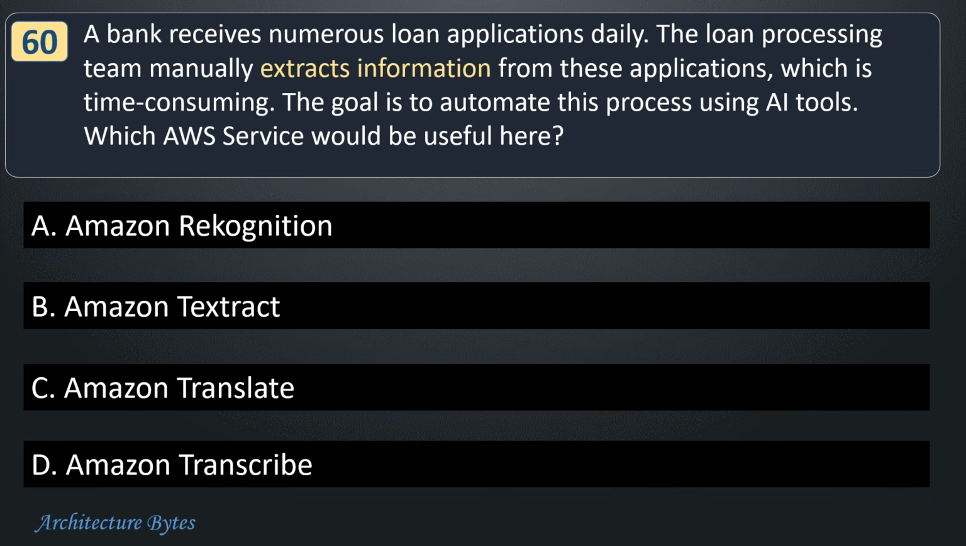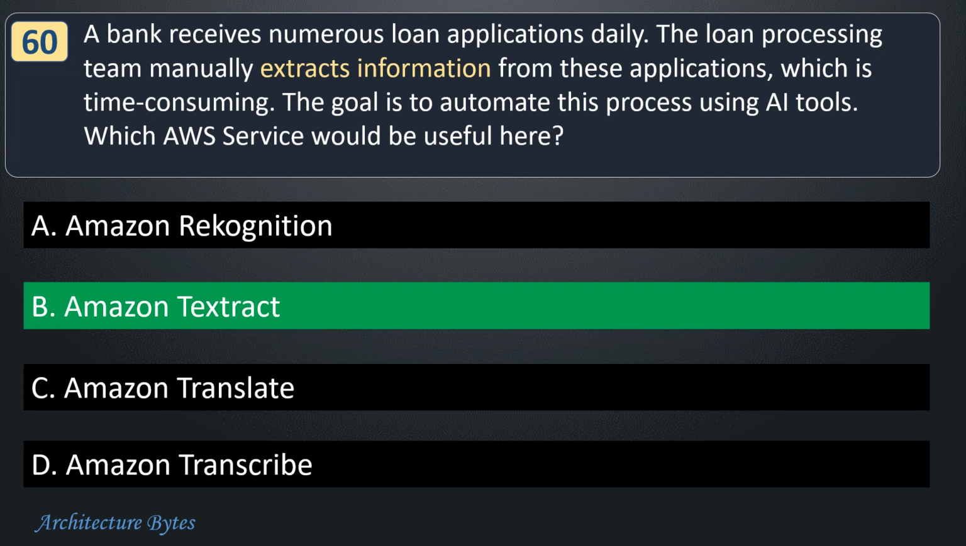A bank receives numerous loan applications daily. The loan processing team manually extracts information from these applications, which is time consuming. The goal is to automate this process using AI tools. Which AWS service would be useful here? Option A, Amazon Rekognition, B, Textract, C, Translate, or D, Transcribe.